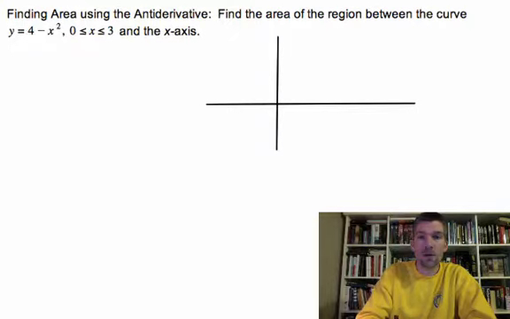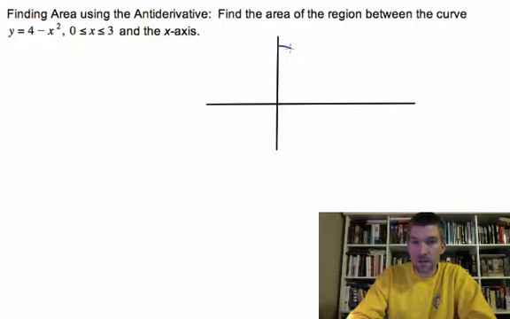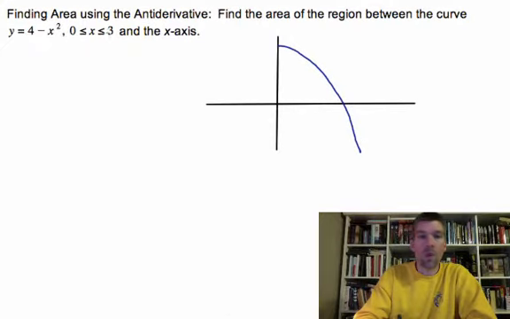Okay, so here we go. 4 minus x squared looks like this right here. And what we've been asked to do is evaluate the integral from 0 to 3 of 4 minus x squared.